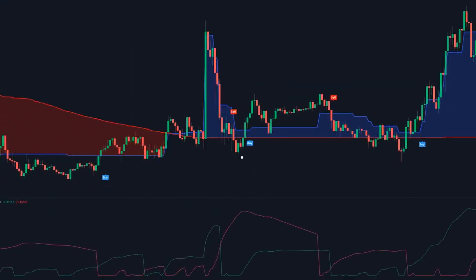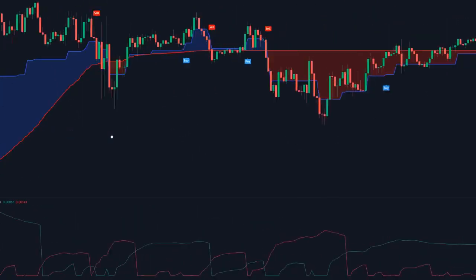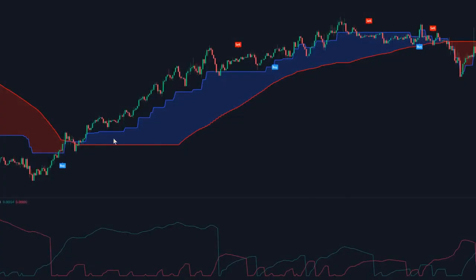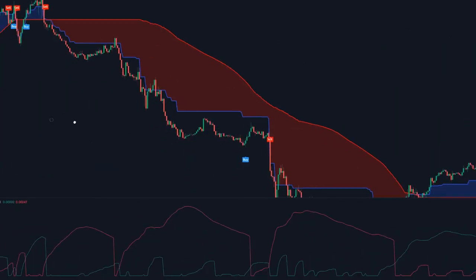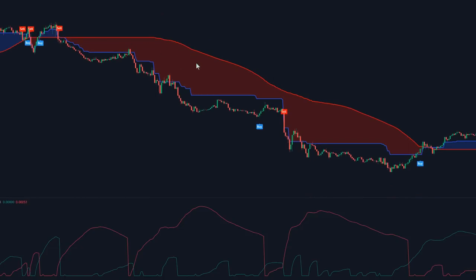The UHLMA indicator is a version of the moving average. We're going to be using it to identify long-term trends in the market. A bullish trend is identified when the blue moving average is above the red moving average, with the area in between them filled with blue. Conversely, a bearish trend is identified when the blue moving average is below the red moving average, and the area between them is filled with red.